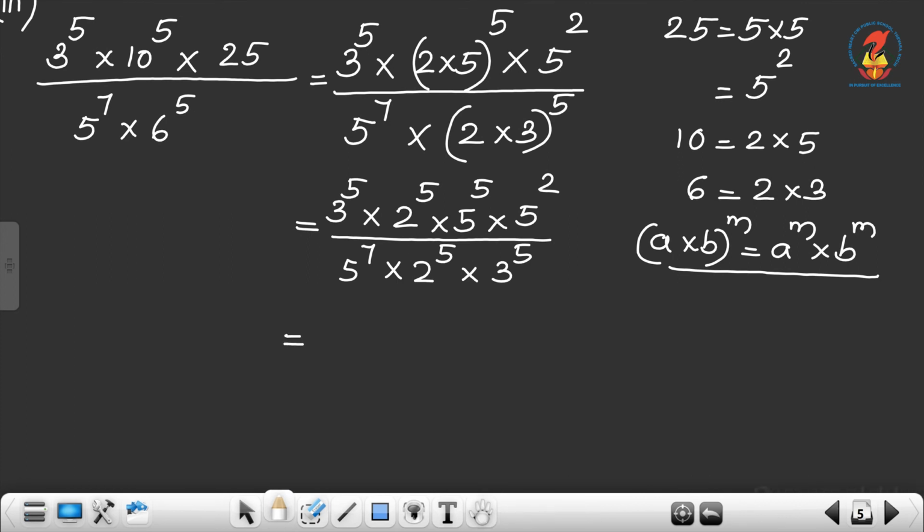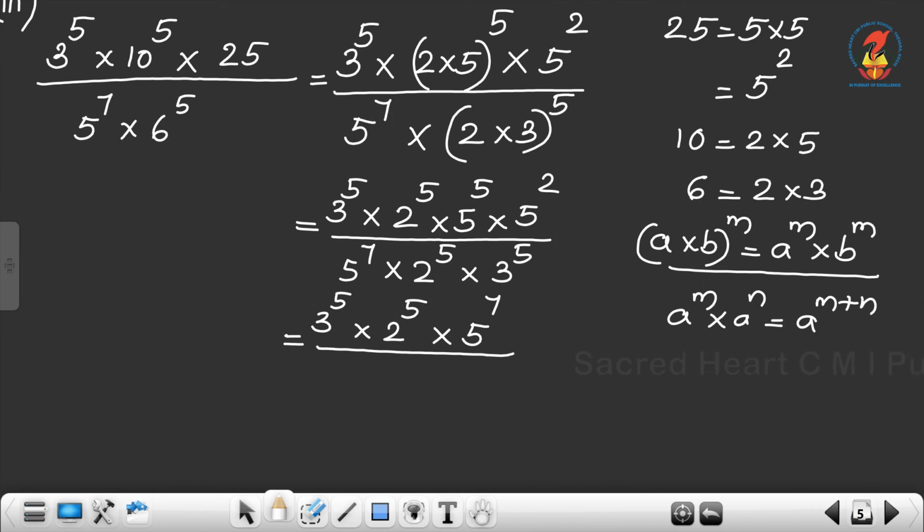Now equal to. Now look at the numerator. Can we combine any terms using the laws? We can combine these two terms. So 3 raised to 5 into 2 raised to 5 into 5 raised to 5 into 5 raised to 2, a raised to m into a raised to n. So using that law, a raised to m into a raised to n equal to a raised to m plus n. Bases are same, powers are different. Therefore, 5 raised to 5 plus 2. What is 5 plus 2? 7. So we can write as 5 raised to 7 divided by 5 raised to 7 into 2 raised to 5 into 3 raised to 5.